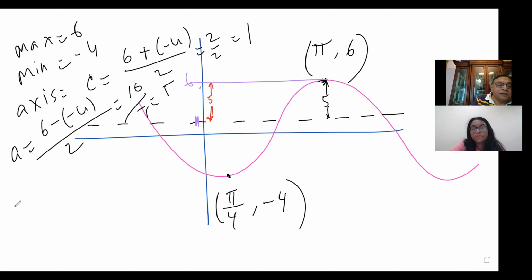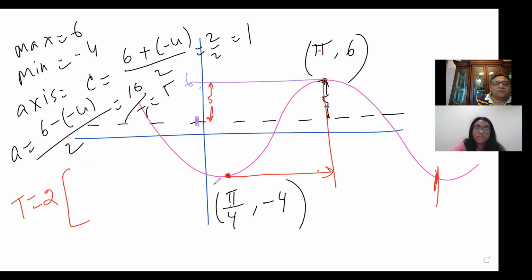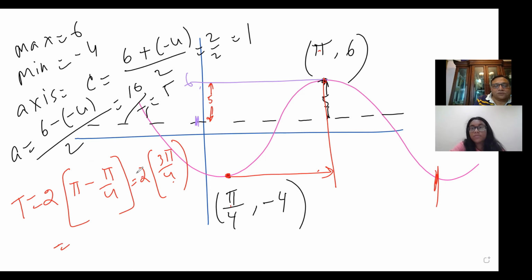Now, what is the time period? Time period is from maximum to minimum, which is half the cycle. The full cycle is here, correct? So half the cycle means pi minus pi by 4, and the time period will be twice that. Is that clear? 4 minus 1 is 3, so 3 pi by 4 twice. When you simplify, the 2s cancel, and you get 3 pi by 2. So the time period for this is 3 pi by 2.